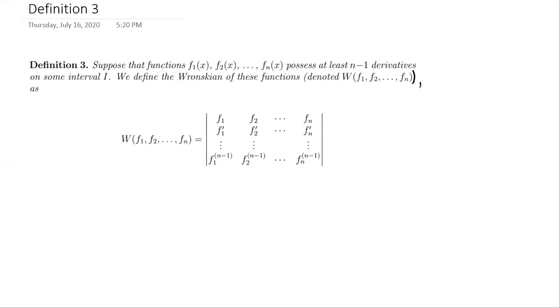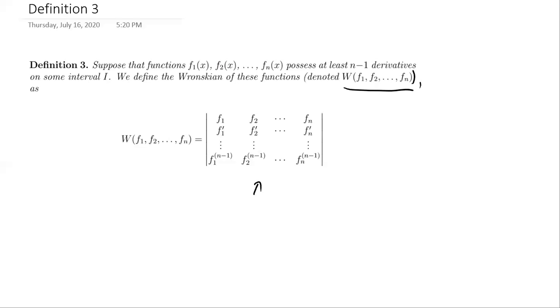We define the Wronskian, so it's a weird word, of these functions, which we're going to denote W of whatever functions we're working with, like that. And by definition, it's going to be equal to this. Now, this is meaningless to you right now if you haven't taken linear algebra or worked with matrices.